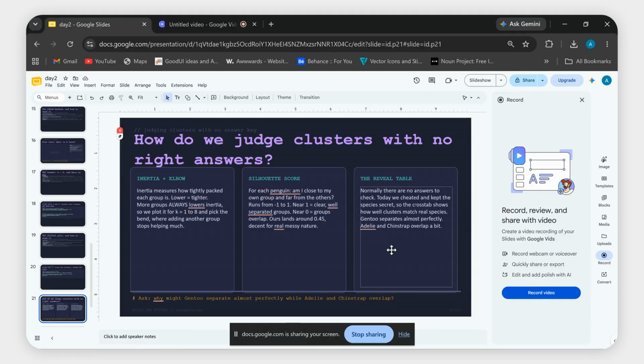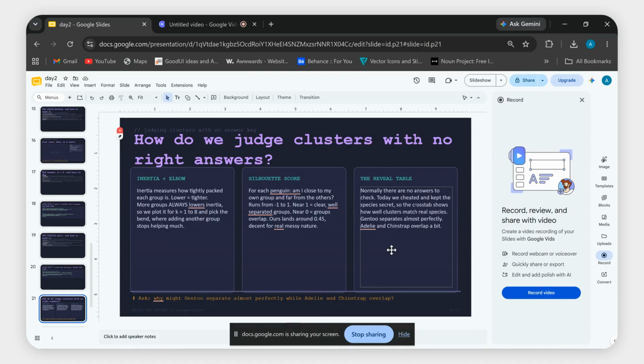And then the review table. We cheated and checked. The review table is where we fact-check what exactly the model has done. We compared with the labels we kept earlier, and the cross tab let us see where the computer matches the real species. The Gentoo was separated brilliantly, but the overlap was the Adelie and the Chinstrap. So you can ask yourself: what is it about their measurements that makes them harder to separate?